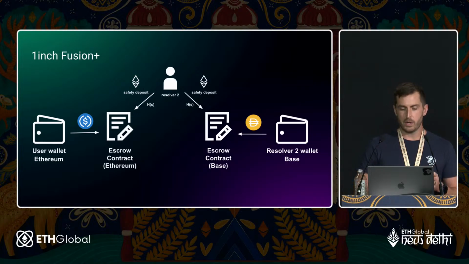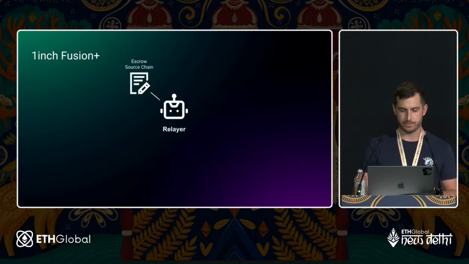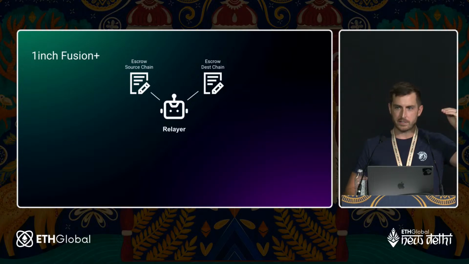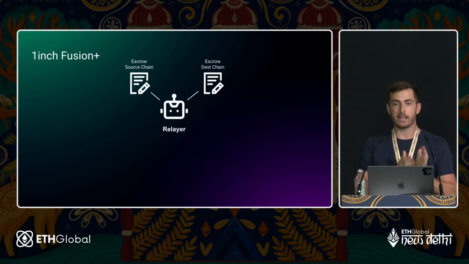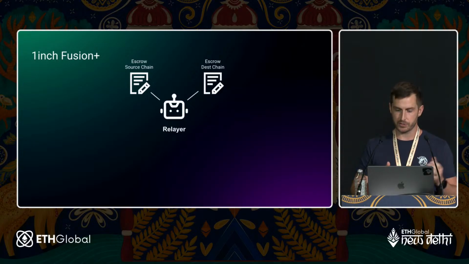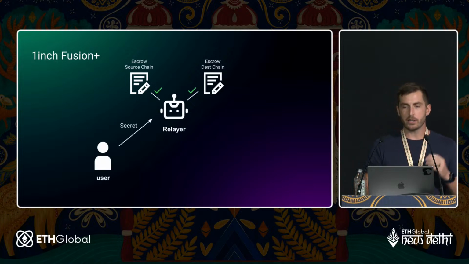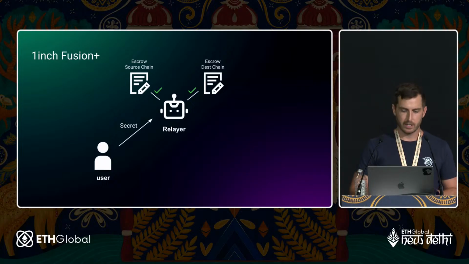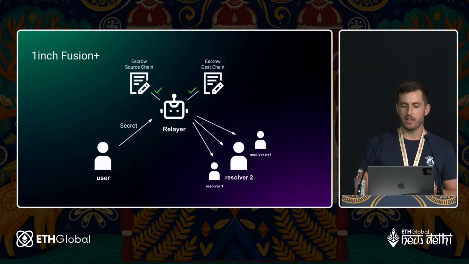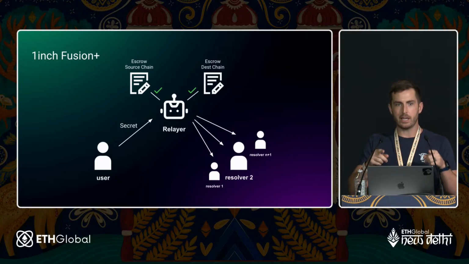And once everything's good, we have a relayer service that looks at all of this. It's looking at both contracts, and it's saying, okay, is the correct amount of source chain tokens in the source chain escrow contract? Is the correct safety deposit allocated? Have the finality locks passed, because there's a finality lock on each contract after it's created to prevent chain reorgs. Does everything look good? And if it does, then the relayer will go to the user and ask the user to share the secret. The user shares the secret with the relayer, and then the relayer will share the secret with the resolver. This allows the resolver to then unlock the funds from both contracts and facilitate the swap.